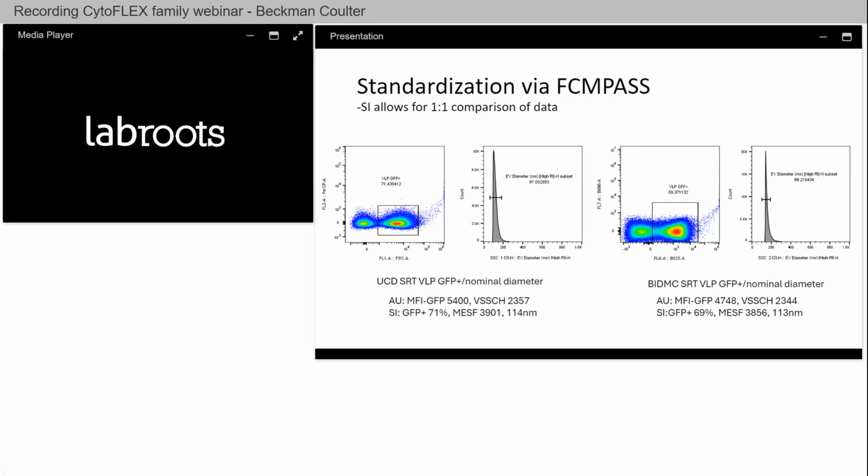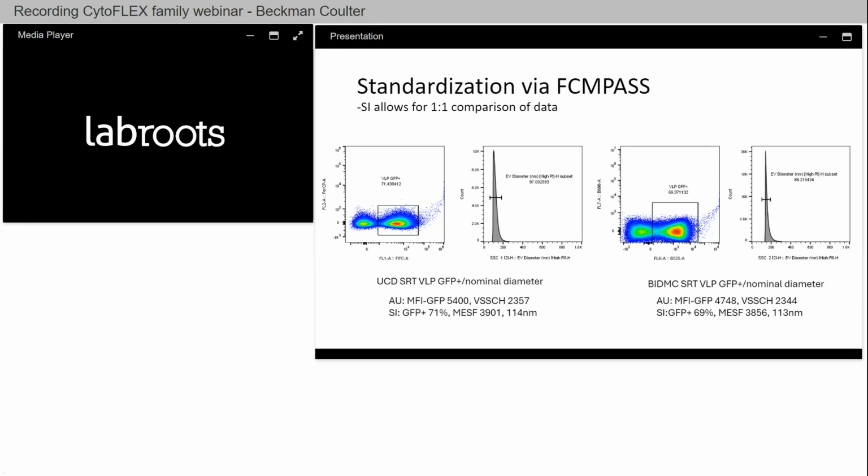And here we're just showing that, again, if we look at our numbers, if we look at the MFI, very comparable. If we look at what we have for both fluorescence and scatter, we're getting similar numbers. And if we look at the actual SI type units, our MESFs are the same and our sizing is the same.